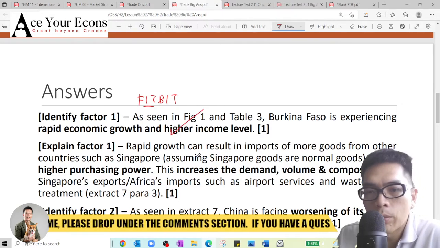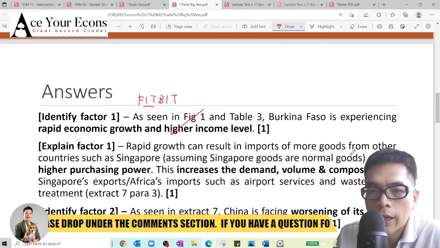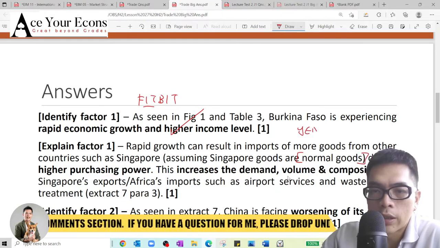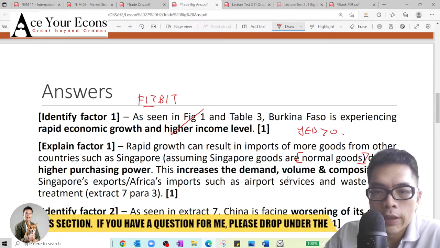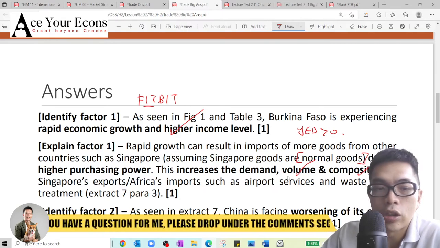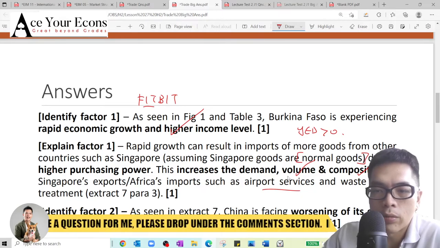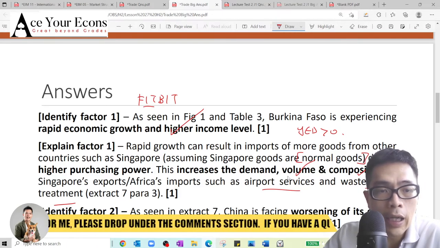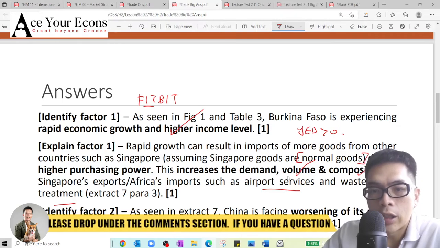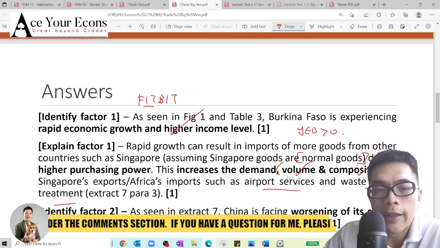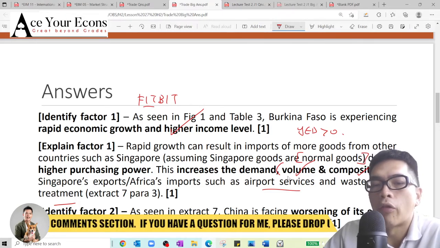With high income growth, this can result in importing more goods and services from Singapore. The assumption is it has to be a normal good, so your YED has to be greater than 0. This will result in a higher volume of imports, and more importantly, a higher composition of imports from Singapore, such as airport services, wastewater management. Key terms I'm looking out for: identifying the factor. If you brought up the I factor, I'm giving you the first mark. For the second mark, I need to see how you relate it to volume and composition or direction, or anything that suggests that Africa is going to import more from Singapore.